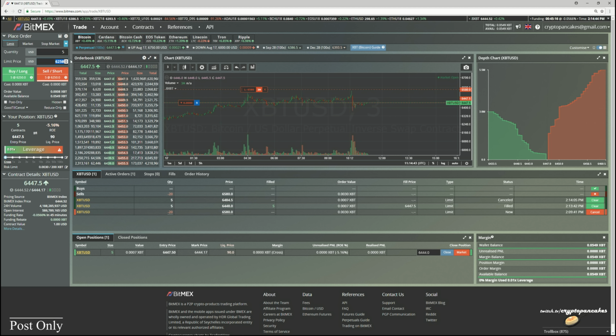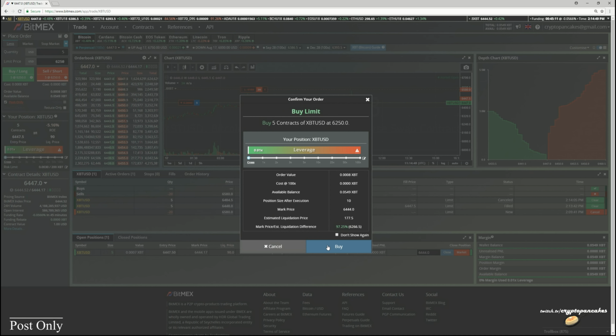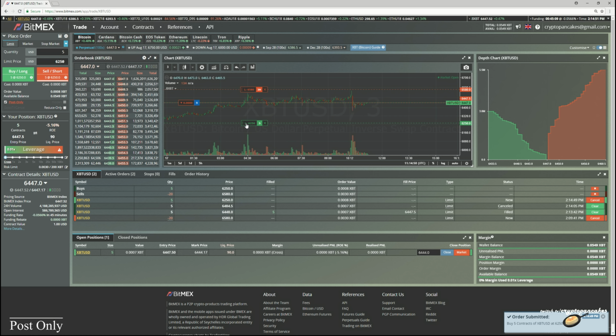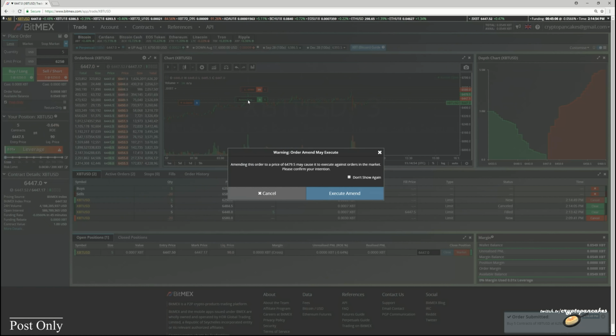A post-only option makes so your order will never market execute. Even if you try move your post-only limit order above the price, it will only get cancelled.